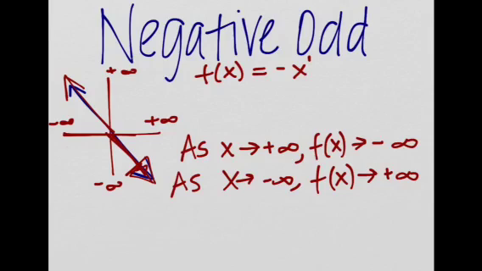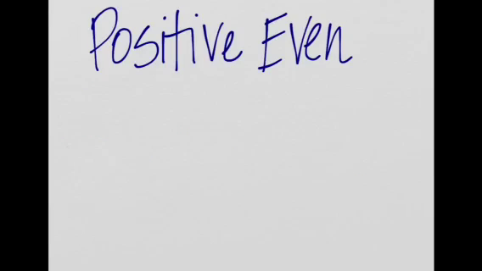And again, because it's an odd function, our end behaviors for our f of x are going to be opposite. Okay, so those are both your odd functions, positive and negative. Now we're going to take a look at positive even functions. And the simplest positive even function we know is f of x equals x squared.